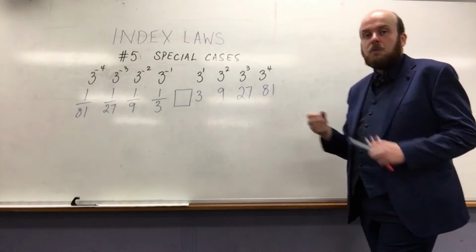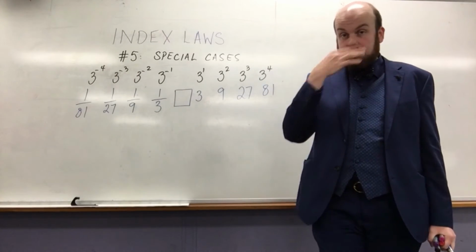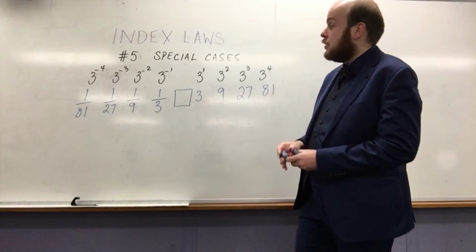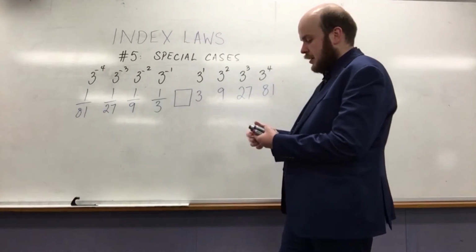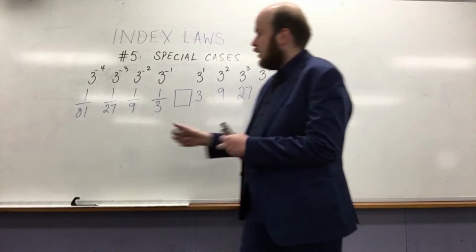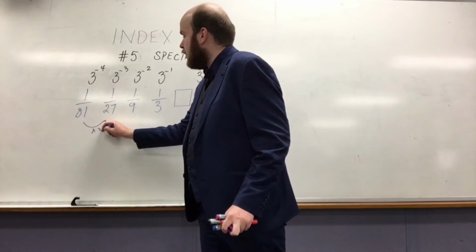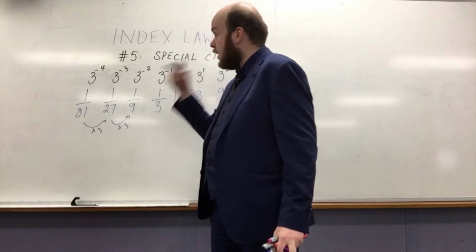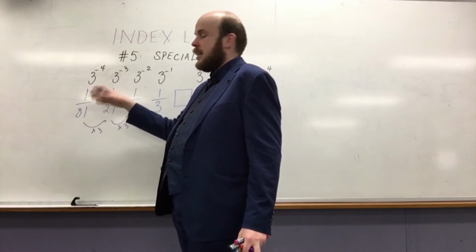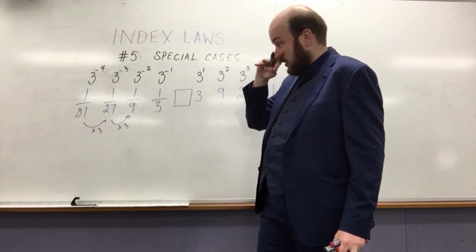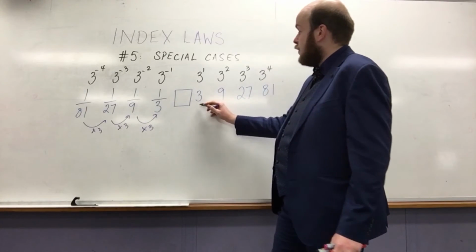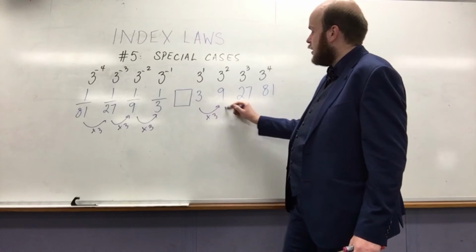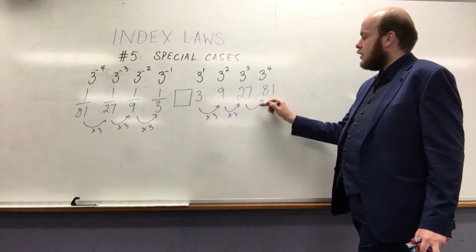So we need to figure out what's the missing link that will continue this pattern. How is this pattern increasing? Well, from here to here, times by 3. From here to here, times by 3. Because 1 over 81 times 3 would be 1 over 27. Times that by 3. Times that by 3. From 3 to 9 is times by 3. Times by 3. Times by 3.